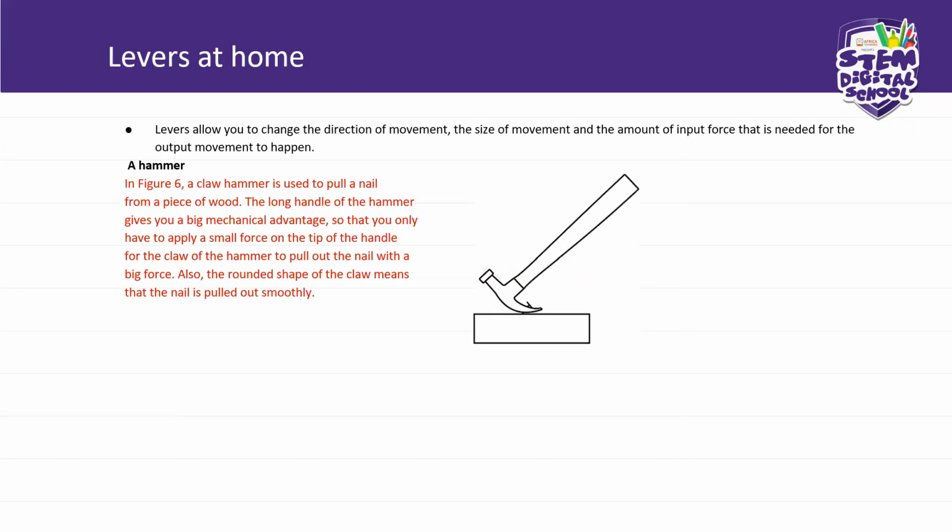So this mechanism of the claw hammer, it's a lever. What class of lever did you say this is? First class. Very good.